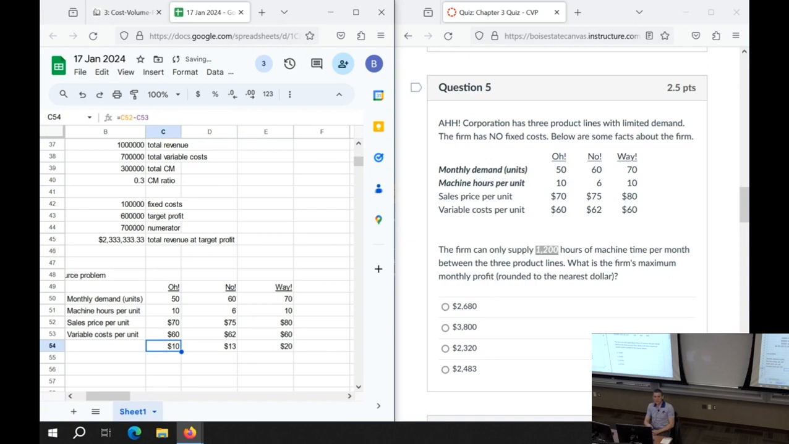And if you just went here and stopped there, which you might be tempted to do, you would say, oh, well, whey is our most profitable product. We earn $20 of contribution per sale of whey. And no is the second most profitable, $13 contribution per unit of no. And you could say, oh, O is our third most profitable at $10?